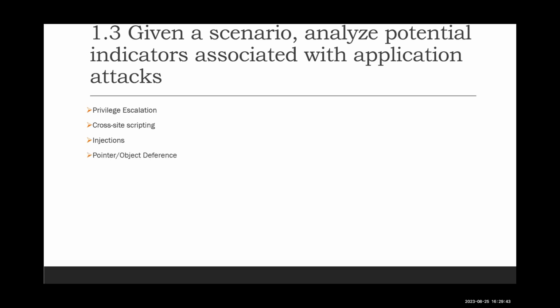Pointer or object dereference is a type of vulnerability that occurs in languages like C and C++. This is going to occur when a program accesses memory that it should not be able to access, and it allows an attacker to take control of that program. Directory traversal. This is a vulnerability that lets the attacker access files or directories outside of their intended directory. It can be used to steal sensitive information or upload malicious files.